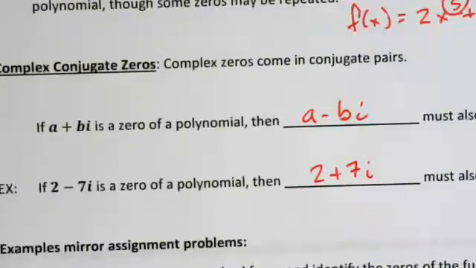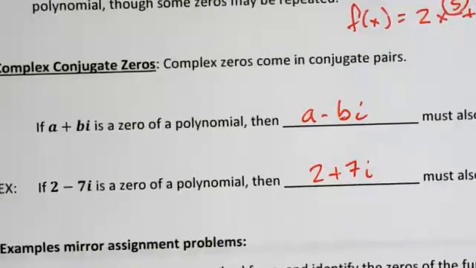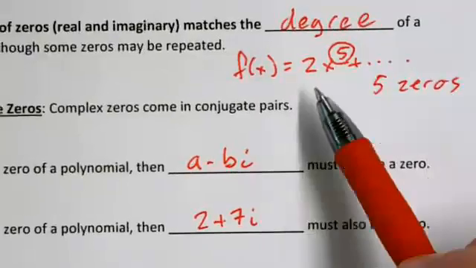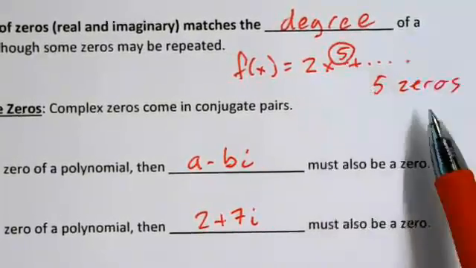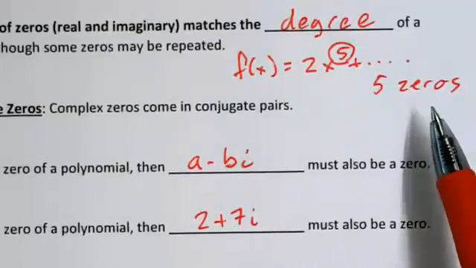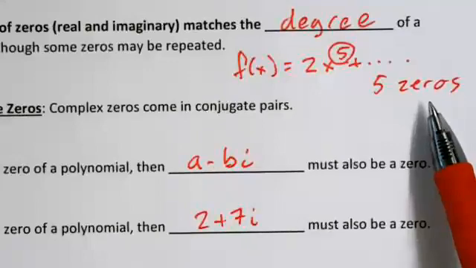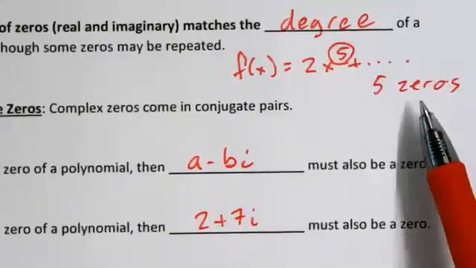So anytime you have one complex zero, you automatically are going to have another one, and that other one is going to be the original one's complex conjugate. All right, a couple interesting things come out of this. Looking back at the previous example, if I had a 5th degree polynomial, I know that I have 5 zeros. I also know something about those zeros. I know that at least one of these zeros must be a real zero.